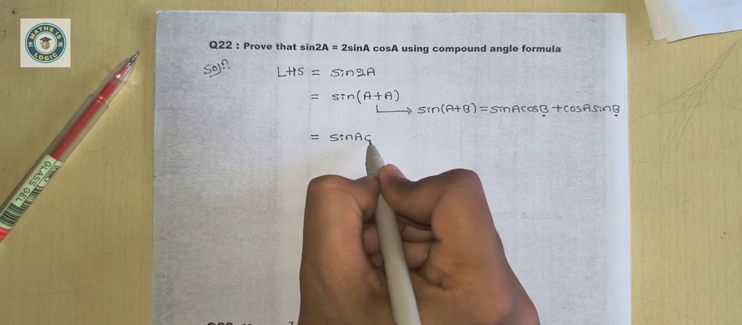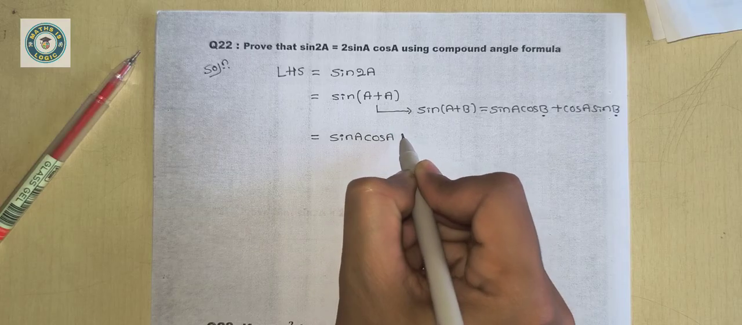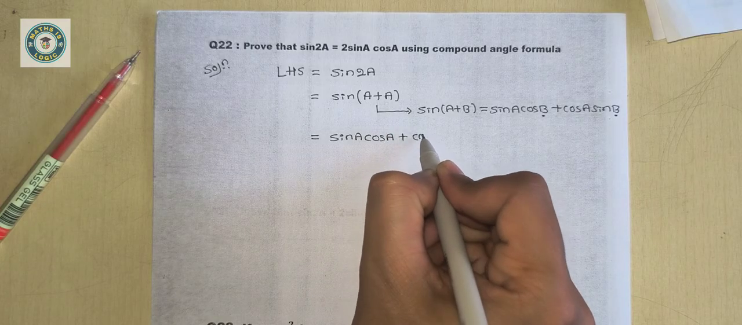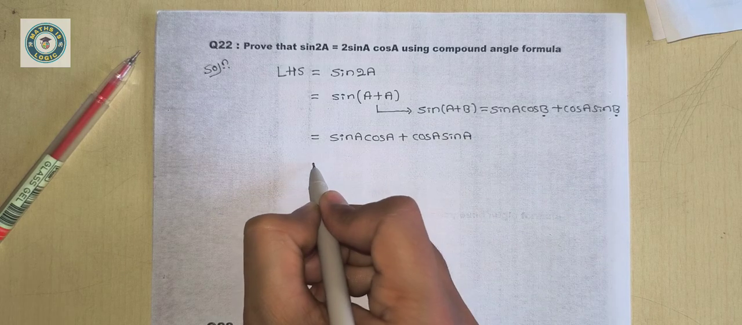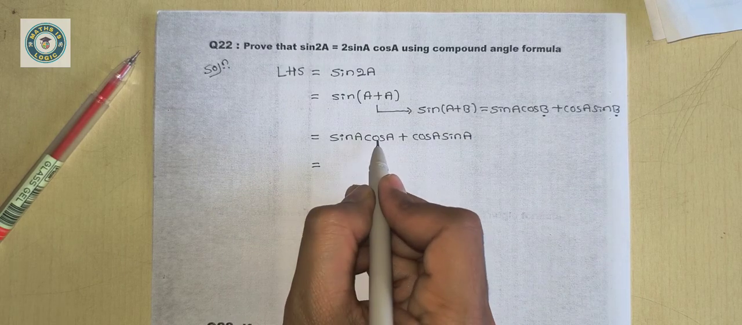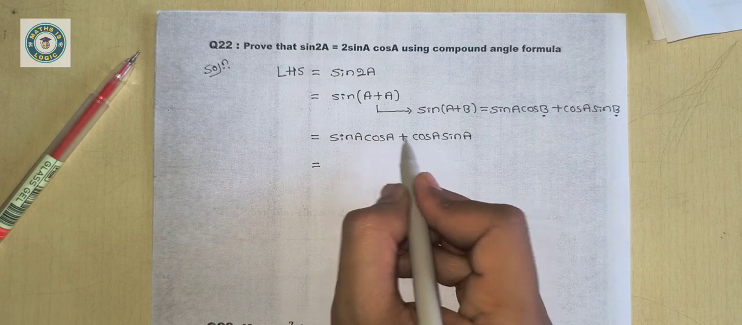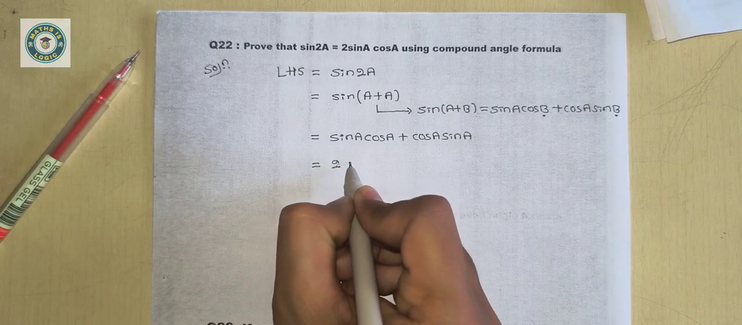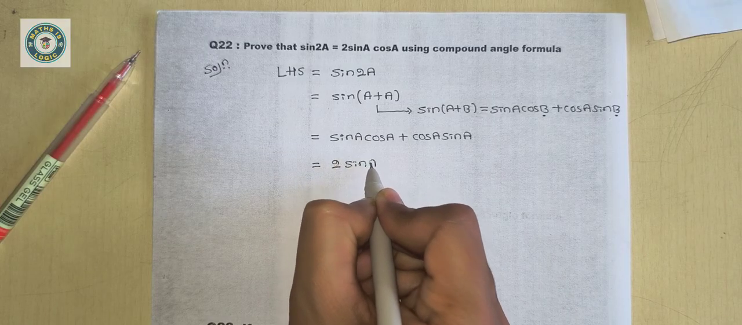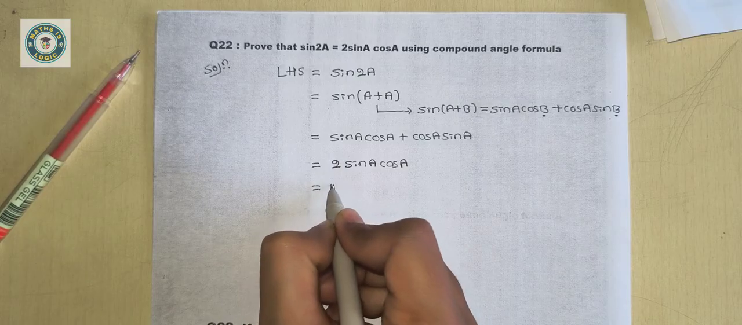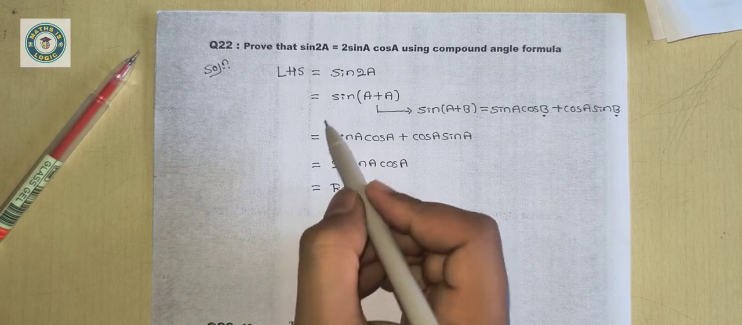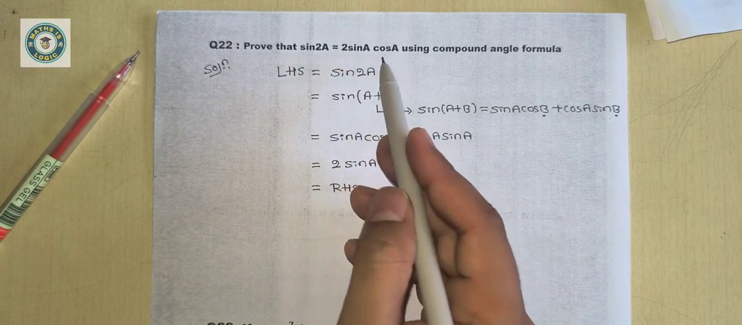sine A cos A plus again cos A sine A. Next you can see here sine A cos A is there, and here also sine A cos A is there, but how many times? 2 times. Therefore 2 times sine A into cos A, which is equal to RHS. So LHS is equal to RHS.